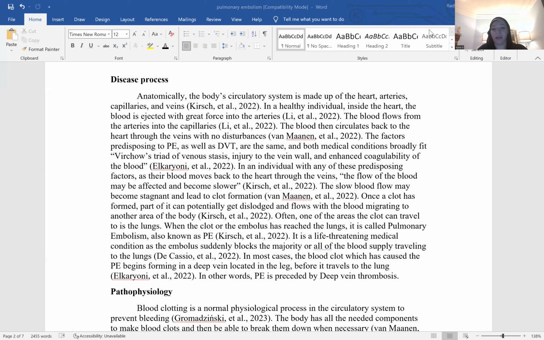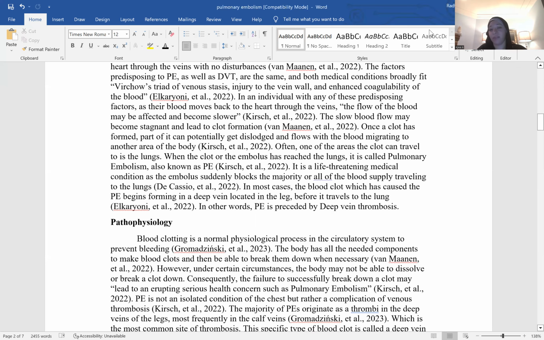In most cases, the blood clot which has caused PE begins forming in a deep vein located in the leg. Therefore, it travels to the lung. In other words, PE is preceded by deep vein thrombosis.